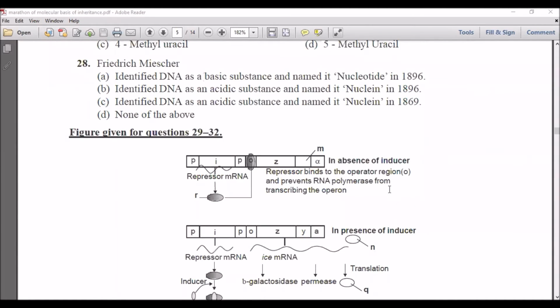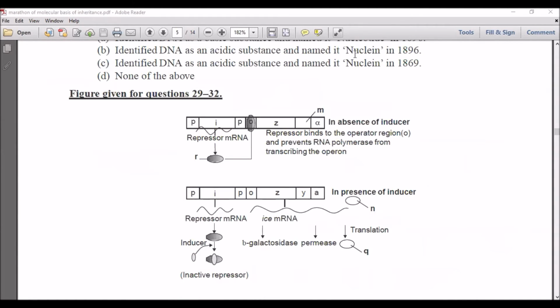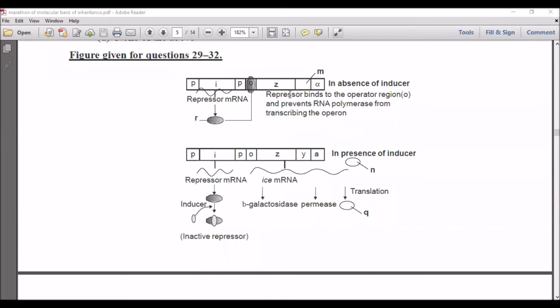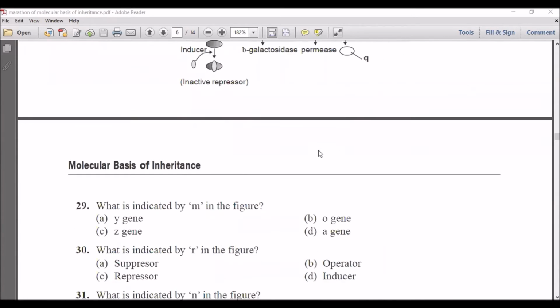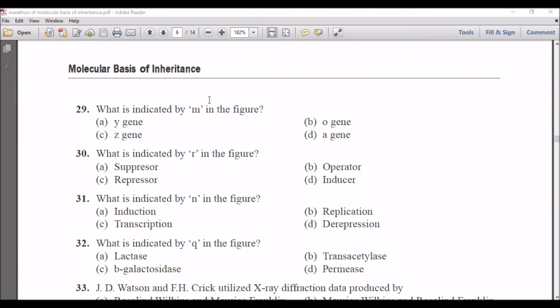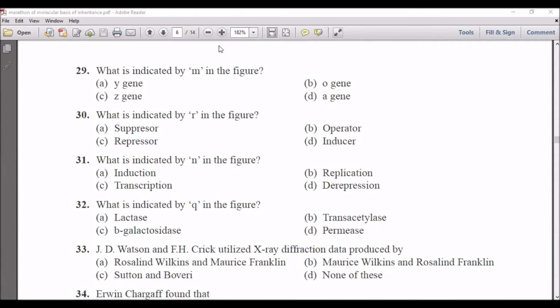Now next, this is a diagram given. This is the diagram we can see, and we have to answer certain questions which are related to this diagram. So first question is, what is indicated by M in the figure? Options are Y gene, O gene, Z gene, and A gene. So we know that M in the figure represents the Y gene.